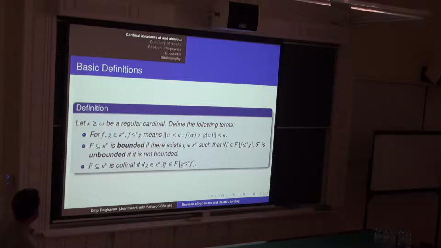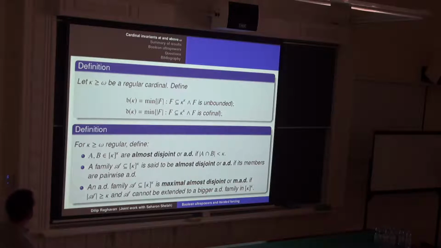A subset F of kappa^kappa is bounded if there is a function g from kappa to kappa which is above everything in the family F. F is unbounded if it is not bounded, and F is cofinal if, given any function from kappa to kappa, there is one in the family which is above it. So you have the two basic cardinal invariants associated with this notion. b_kappa is the smallest size of an unbounded family, and d_kappa is the smallest size of a cofinal family.